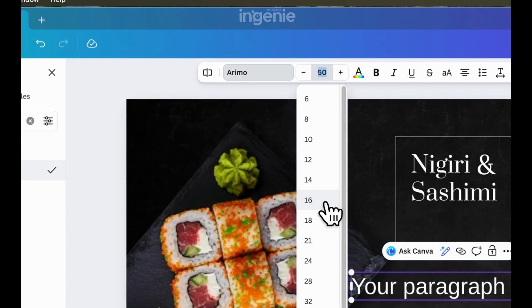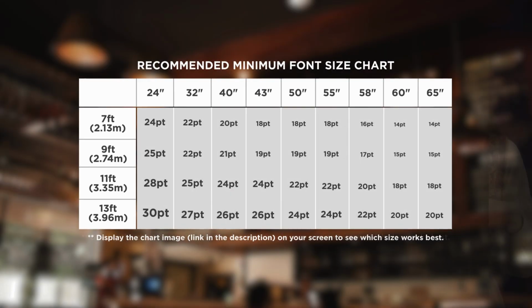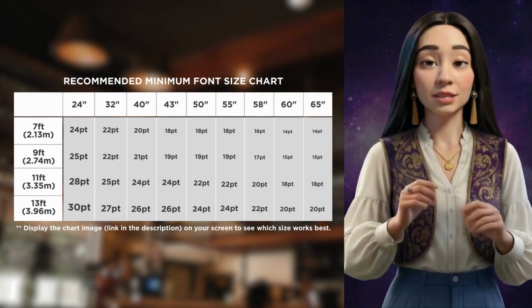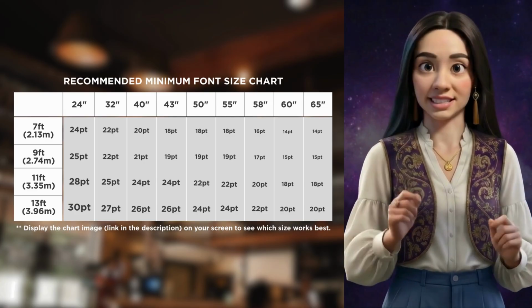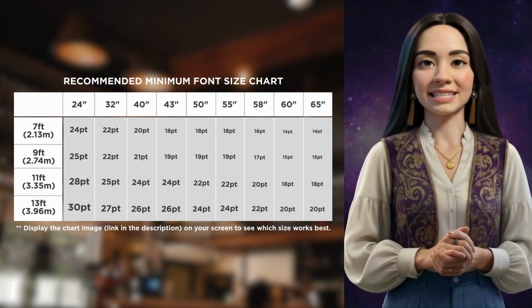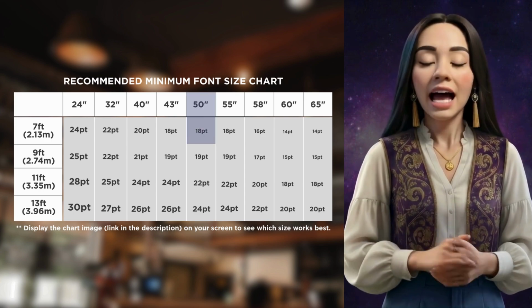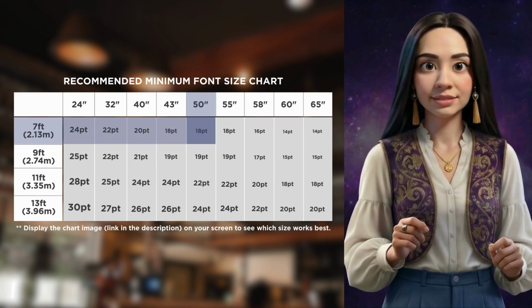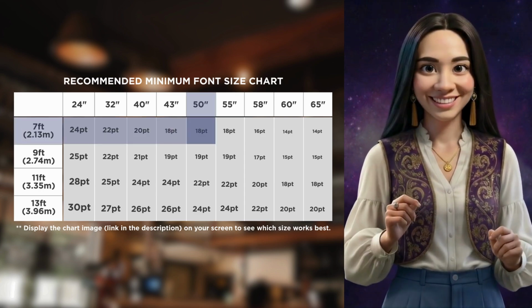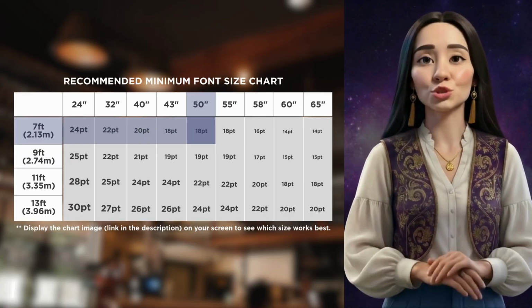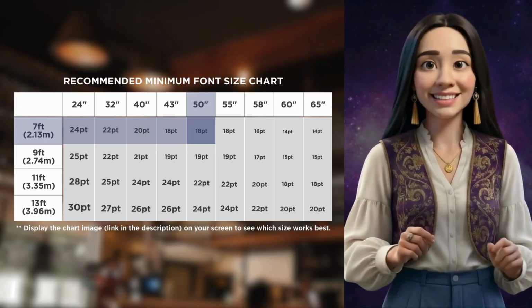Let me show you the font chart. The recommended minimum font size depends on TV size and viewing distance. This shows an example for a 50-inch TV and 7 feet away from the customers. I've linked a chart below. Download it and display it on your screen to see which size works best.